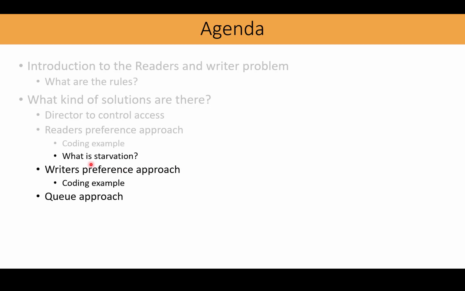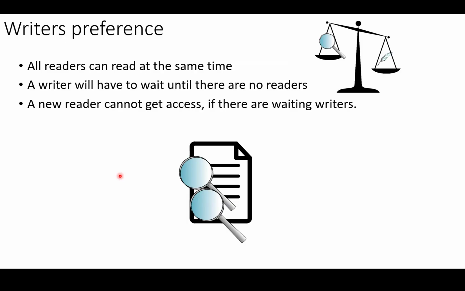So in order to fix that, we could say, let's try a writer's preference approach. We want to make sure that writers get access as soon as they can. The idea is that all the readers can still read at the same time. A writer will have to wait until there are no active readers, and a new reader cannot get access if there are waiting writers. That's the preference part, right?